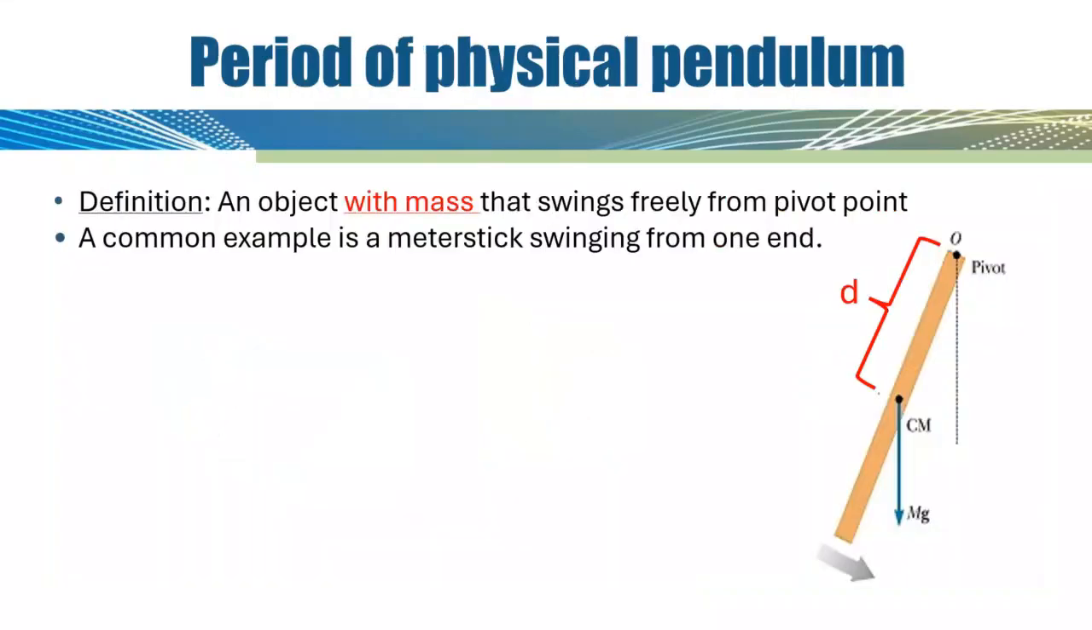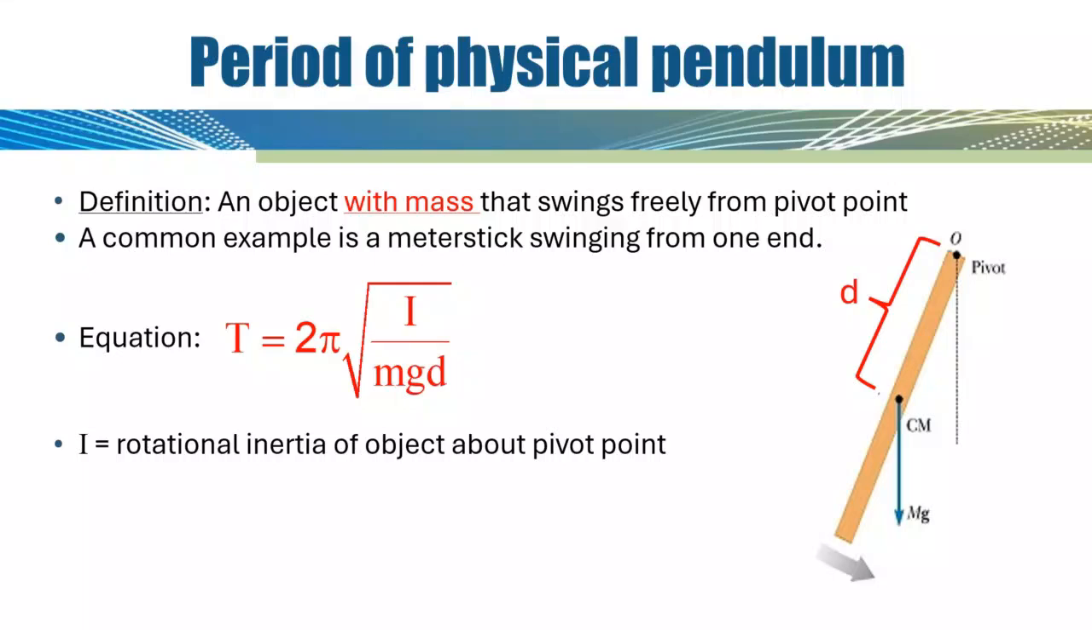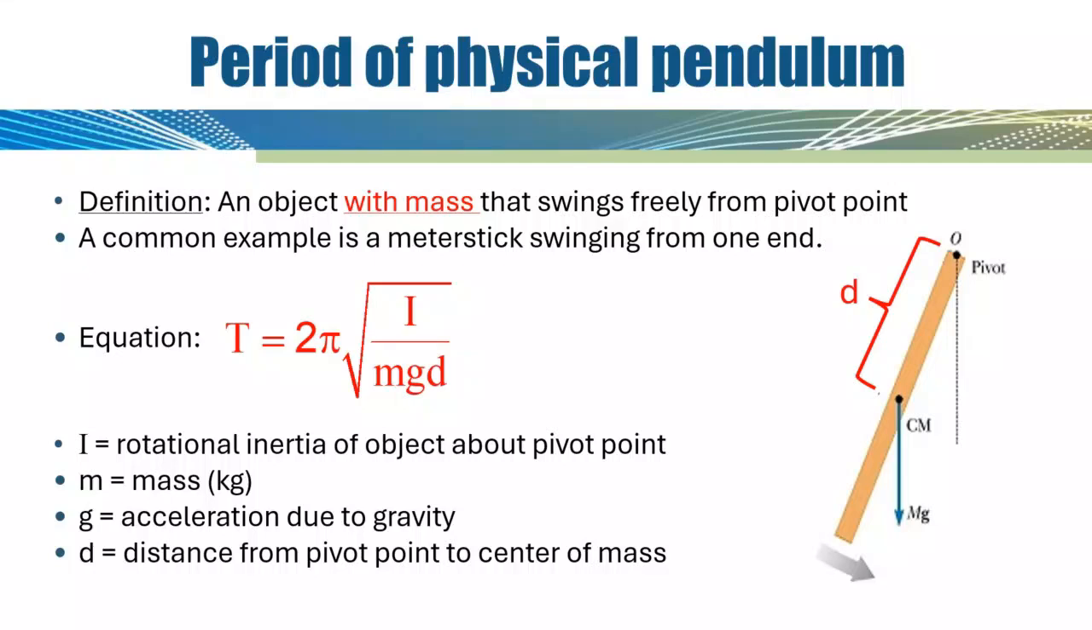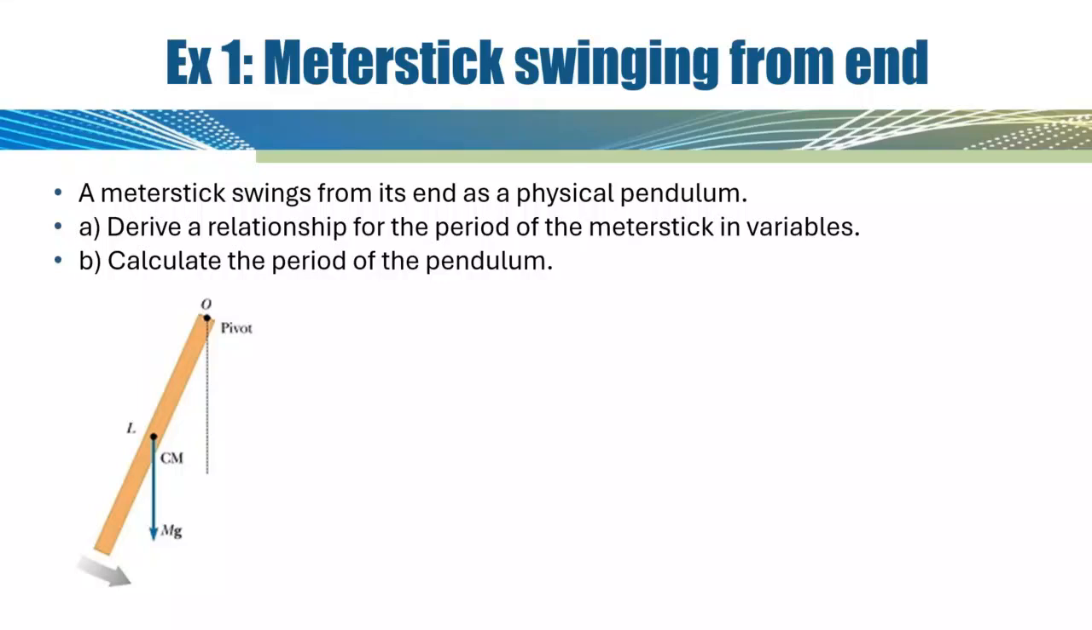You can make a physical pendulum with a meter stick by drilling a hole somewhere in the stick and allowing it to swing back and forth from that point. The equation for the period of the physical pendulum is T equals 2 pi square root of I over mgd, where I is the rotational inertia about the pivot point, m is the mass of the object in kilograms, g is the acceleration due to gravity, and d is the distance from the pivot point to the center of mass of the object. Let's look at an example when a meter stick swings from its end.